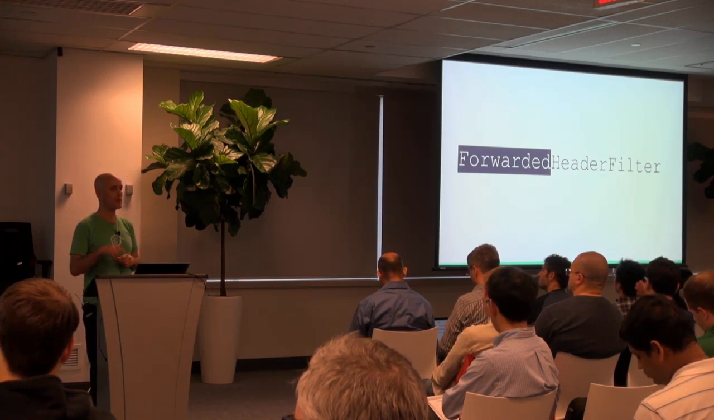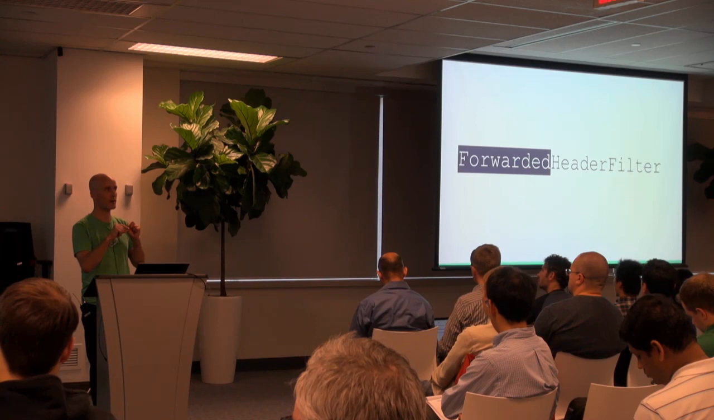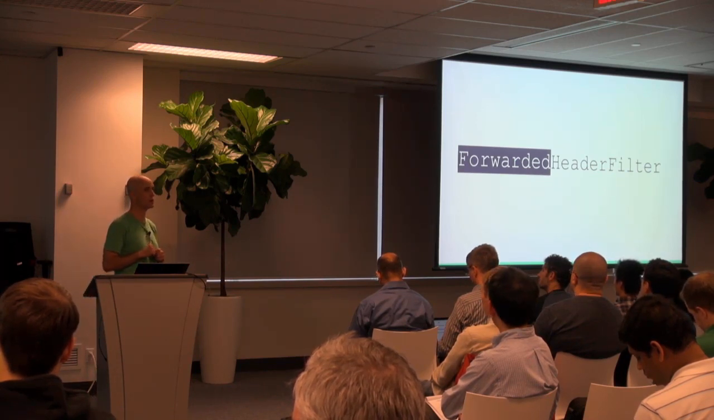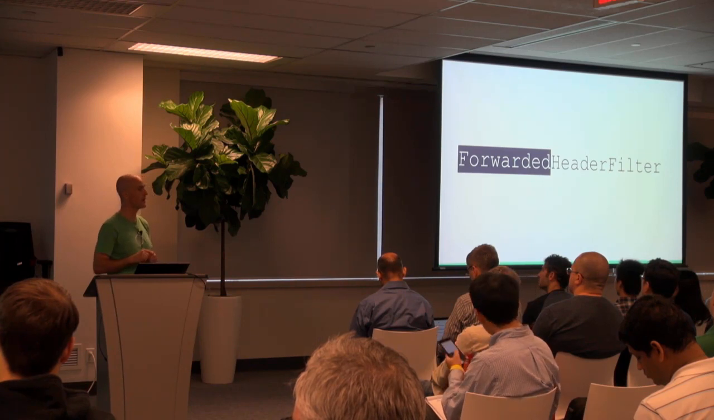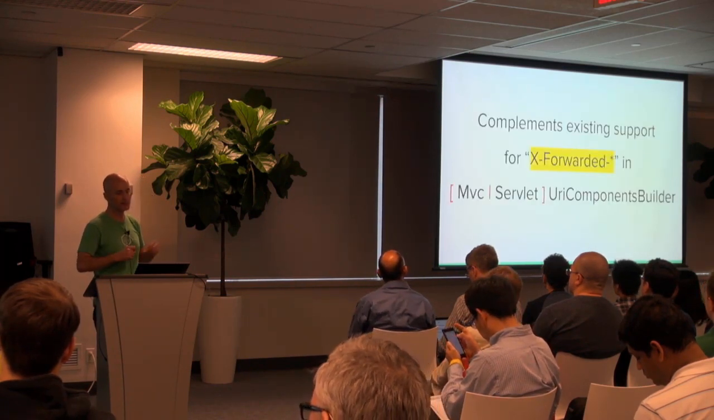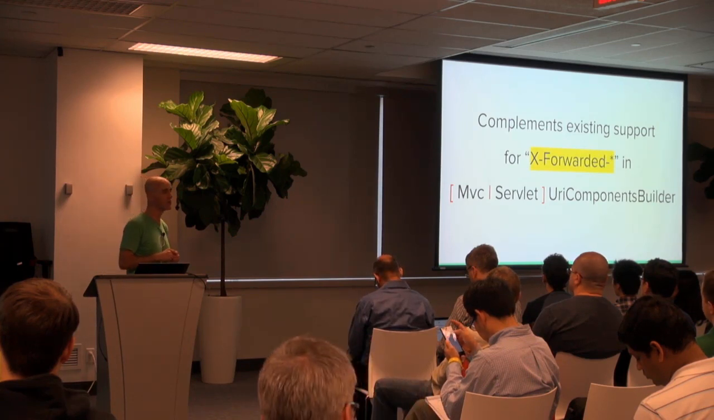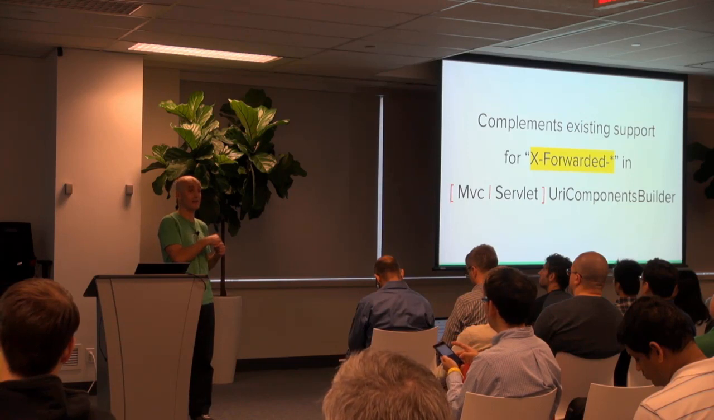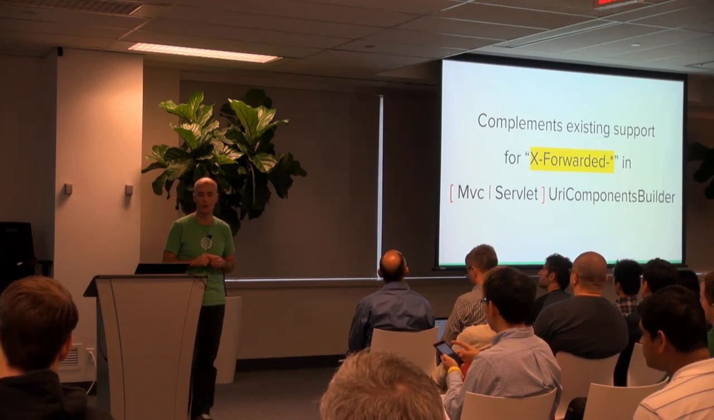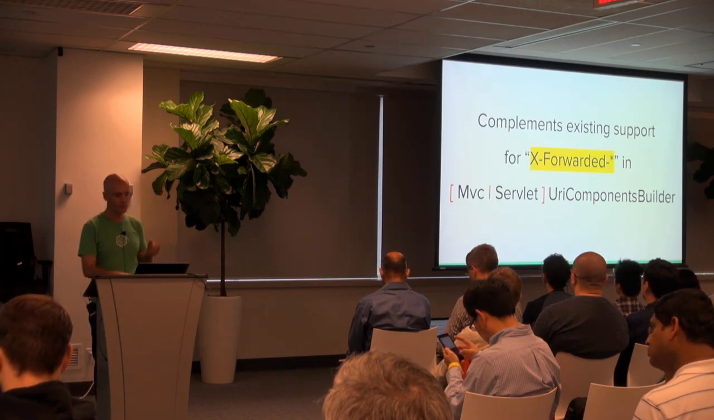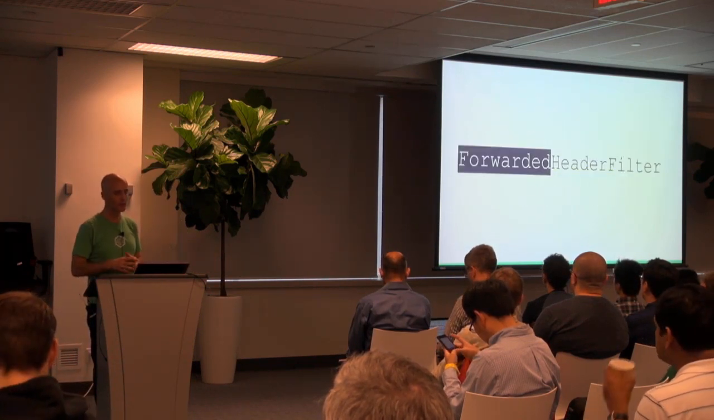So what happens is that they put a header, if they make such a change, that allows you to know what was the original URL that the client would have seen. And again, this is important because if you're building links like using the MVC URI components builder, you want to build a link that's going to work on the client side. The client should be able to see the original host so the request will work. So we've always supported the X-forwarded headers. We automatically detect them in the URI components builder.